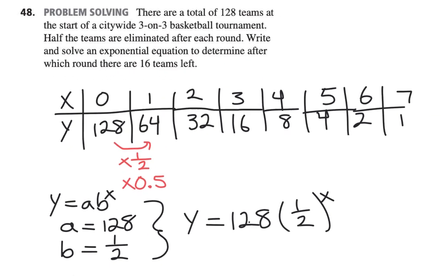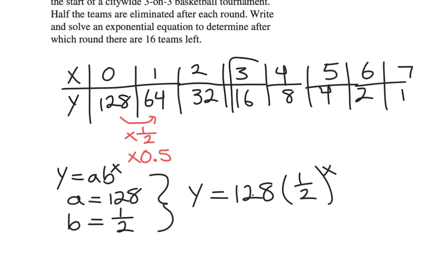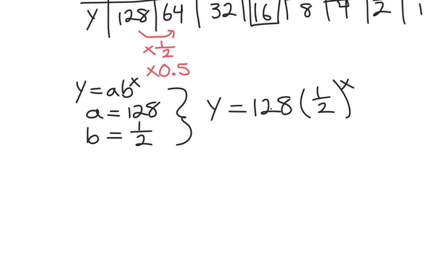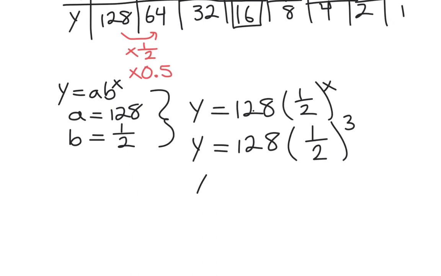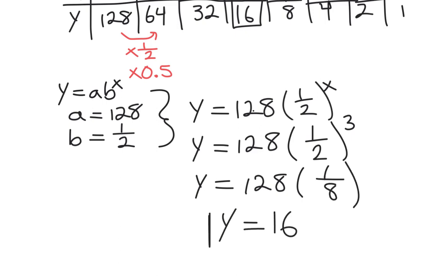After which round do we have 16 teams left? That would have been the third round. So y is equal to 128 times 1/2 to the third power, because we believe it would be at the third round. So y is equal to 128 times 1/8, and therefore y would be equal to 16.